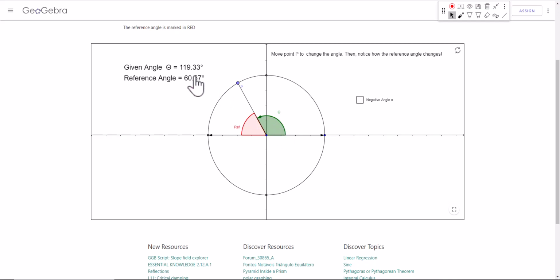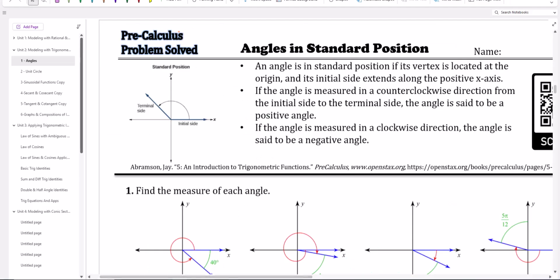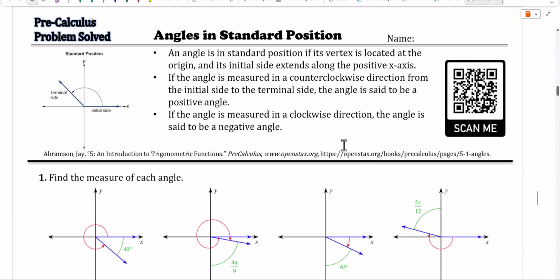That would be 120, because we know that this is a linear pair. We learned that in geometry. The two sides of any angle have to add up to 180. So we're going to use reference angles to find the measure of angles in standard position. That's what you'll see right here in these notes.